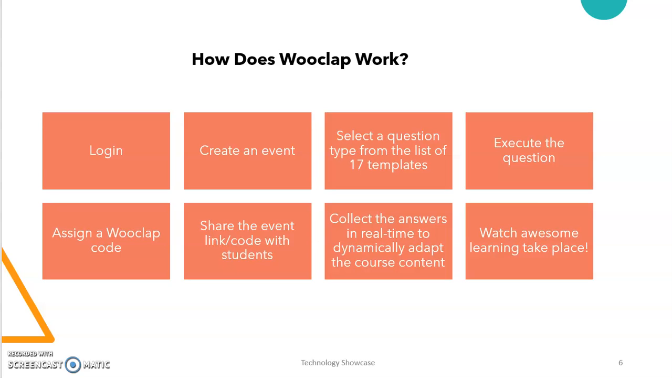Execute the question. This means either populating the answers or setting up the parameters of the activity. Then you will assign a code. This is the code students will use to access the activities. Then you will share the link or the code with your students. They can also use this code to access asynchronous material. Next, you will collect the answers in real time. This allows instructors to dynamically adapt the content of their course based on those answers. And finally, you can watch awesome learning take place.